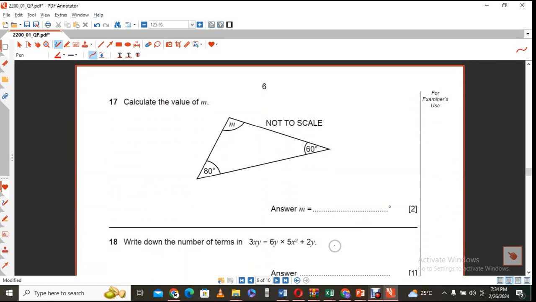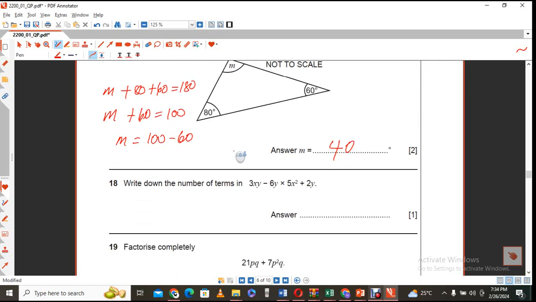Question 17. Now you have got the angles of a triangle. They all add up. M plus 80 plus 60 should all add up to 180 degrees. Okay, so M plus 60 equals 100. You know why I get 100? I'm saying that 180 minus 80 is easier. Then M would be 100. Take away 60, and then you get your answer, which is 40 degrees. But straightforward, this one you shouldn't struggle too much with it.